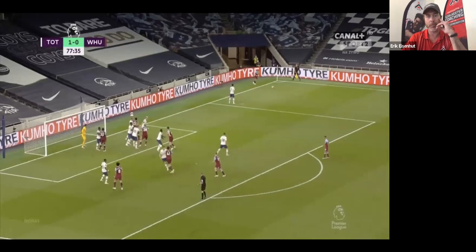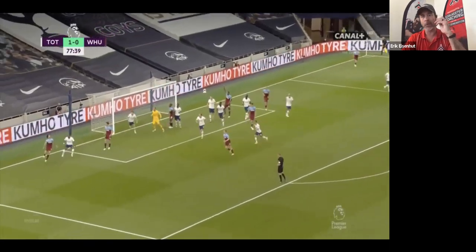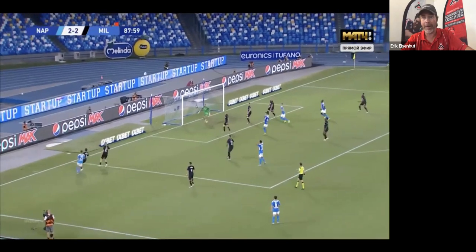This should be short. Look at the service, right inside the 6. A lot of people inside the 6. Look at the box.